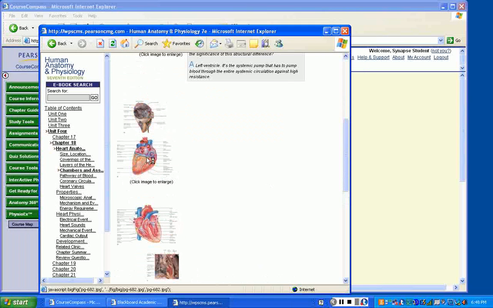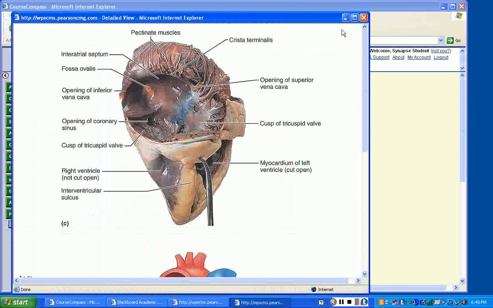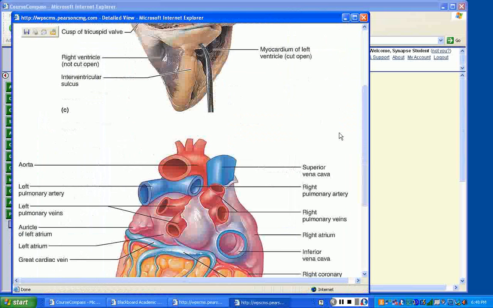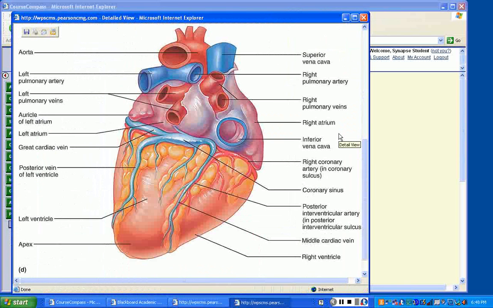Now, I will show you the back of the heart. There are a couple of things on the back of the heart that we haven't done yet. When you look at the back of the heart, remember that now your right is their right. So this is which side of the heart? The right side. And this is the left.